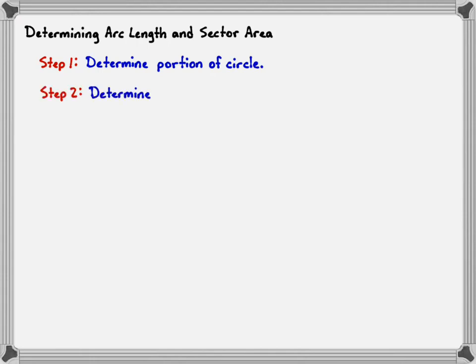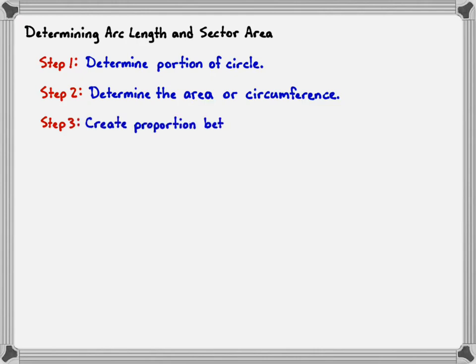Step 2 is to figure out whether you need the area or the circumference, and you've got to figure out which one you need depending on what it's asking for. If it's asking for the arc length, you'll use circumference, and if it's asking for sector area, then obviously you'll use the area.